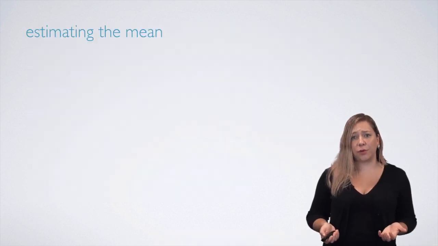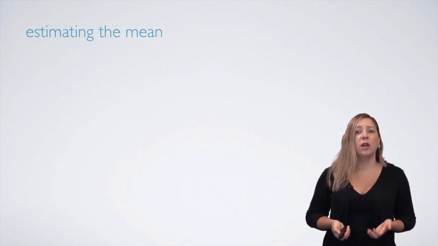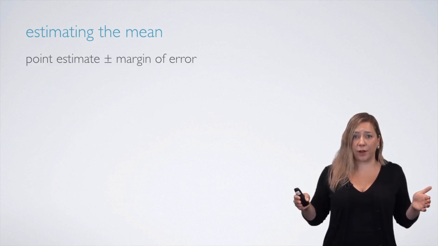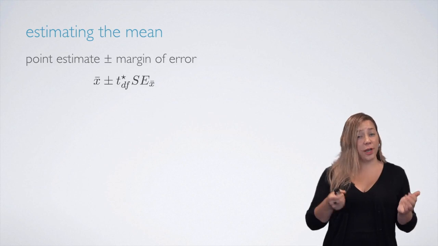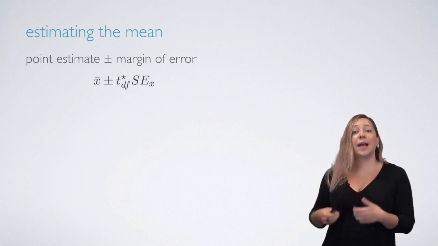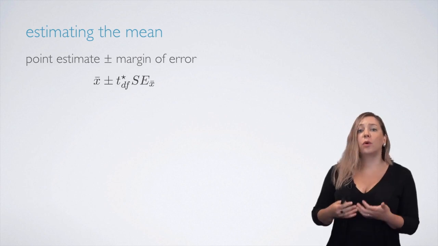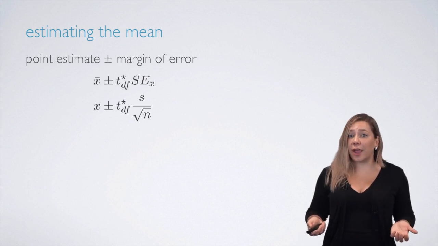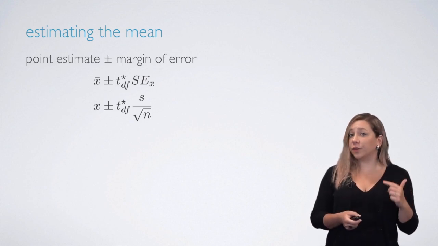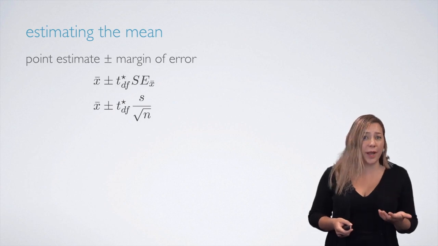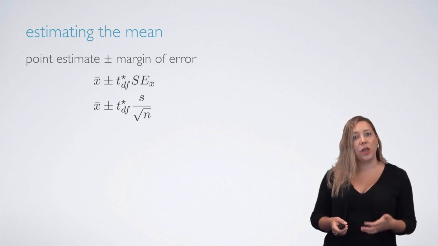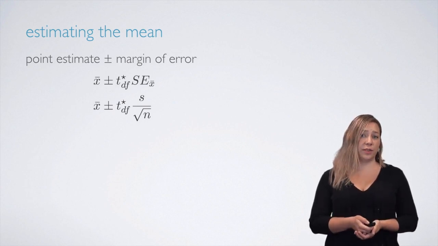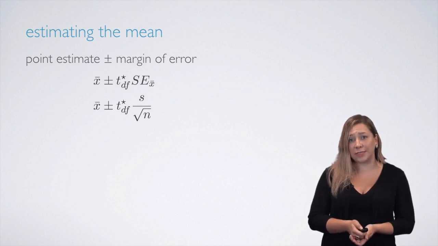Estimating a population parameter entails a confidence interval, which is always of the form point estimate plus or minus a margin of error. The margin of error is a critical value times the standard error, and since we're doing inference on the mean, we're going to use the t-star for our critical value. The standard error of x bar is s over the square root of n, so the only new item here is the critical t-score. To figure out this value, we need to determine the degrees of freedom associated with the t-distribution that we need to use for these data.